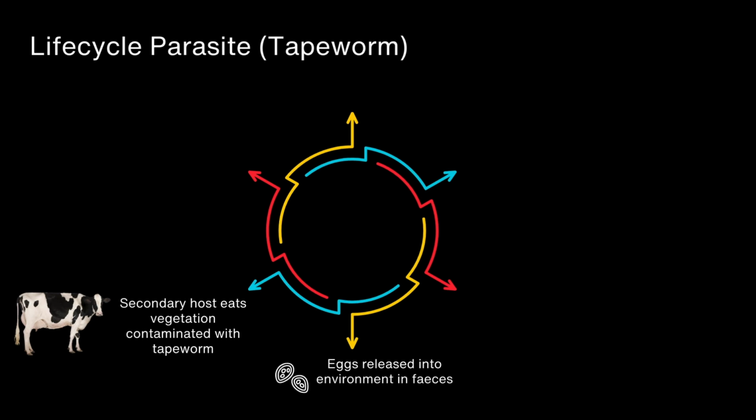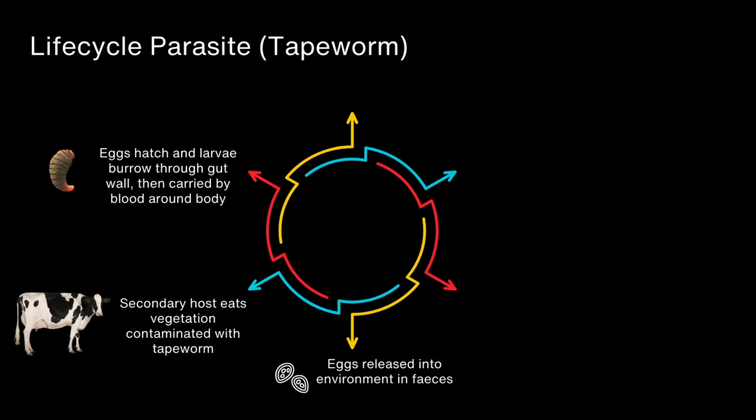A secondary host, such as a cow, eats this vegetation which is contaminated with this tapeworm. Eggs then hatch and larvae burrow through the gut wall and are carried round the body within the cow. Larvae essentially means these young parasites, so it's before they become the full parasite. The larvae then develop into cysts in the muscle in the cow.